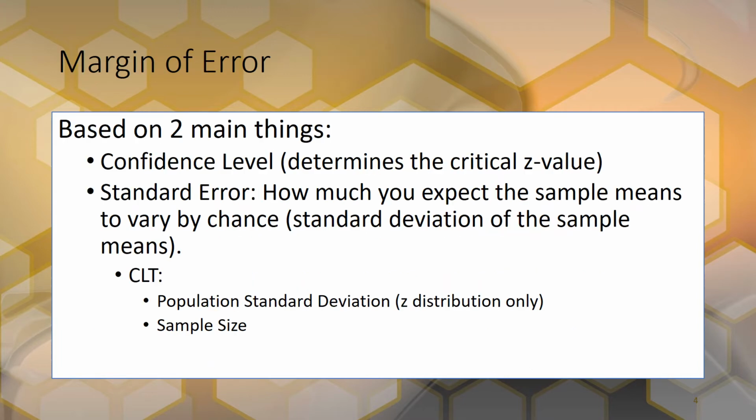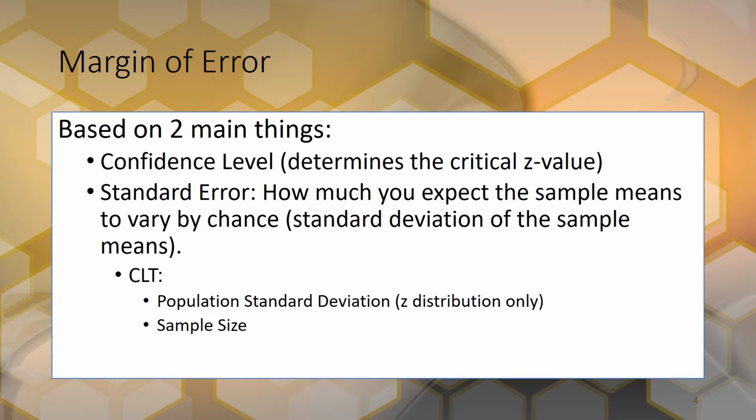So you know the sample mean. What's the margin of error? How do you get that? Well, it's based on two things: the confidence level, which determines the critical z-value that I have to use. We'll talk about the confidence level in a minute. Then also the standard error, which is the standard deviation of the sample means, just how much you expect the sample means to vary by chance.